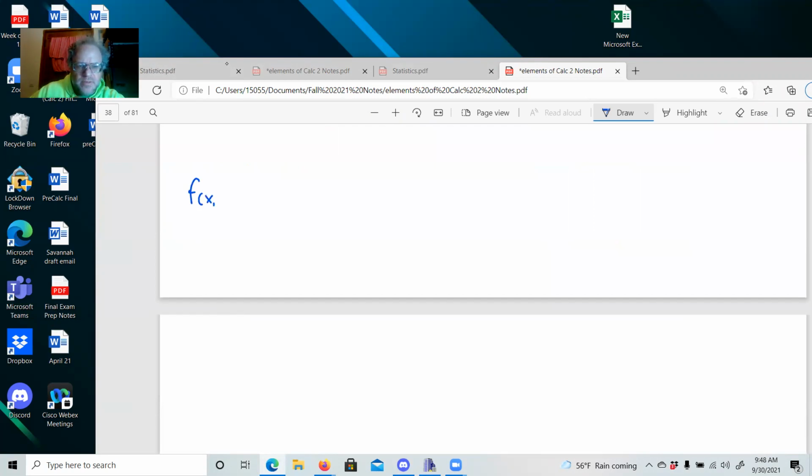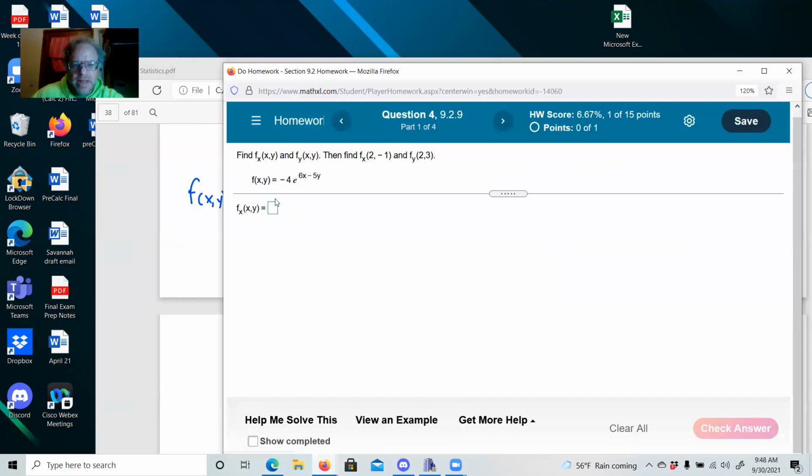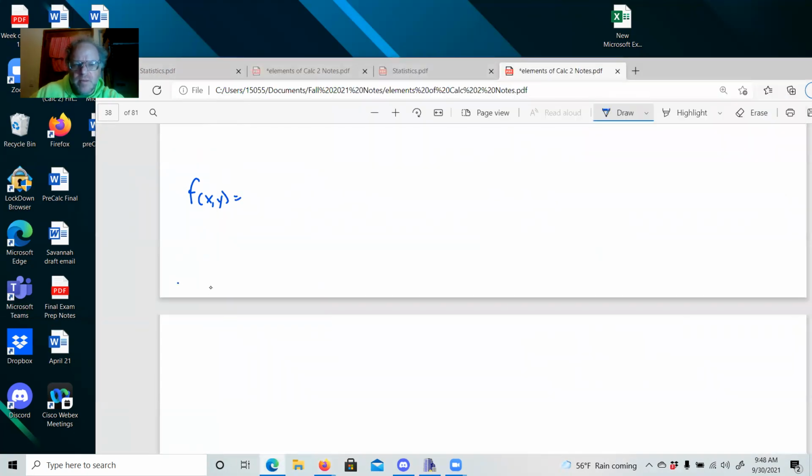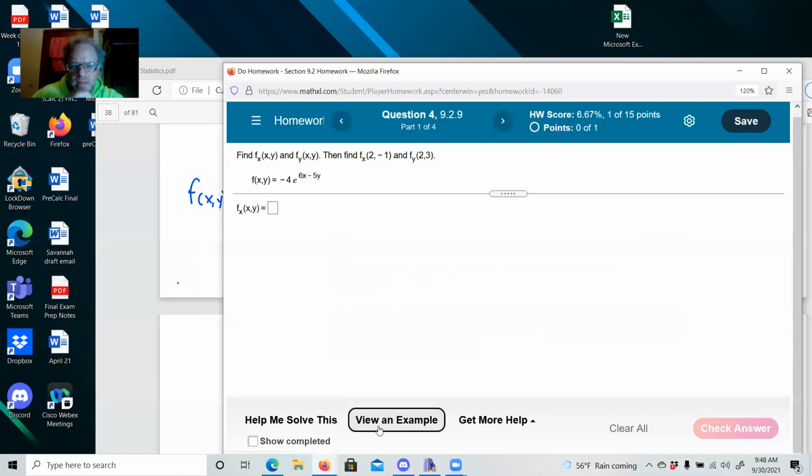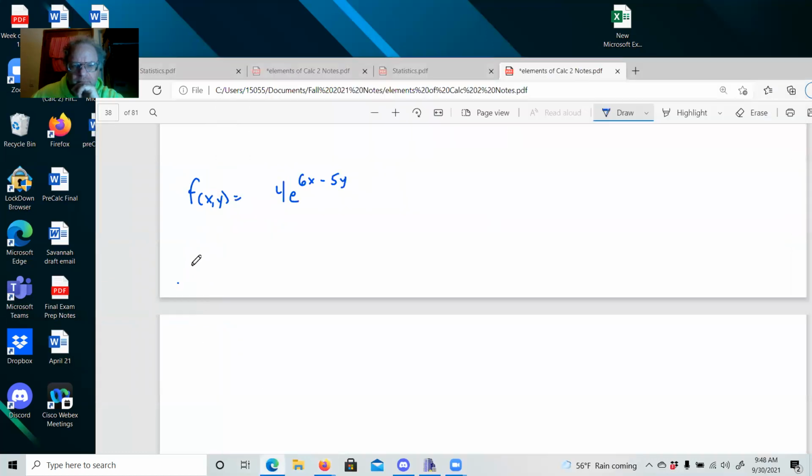F of x, y is equal to, what did we end up with here? We ended up with negative 4e to the 6x minus 5y, minus 4. Okay. Now, I tend to like these because they're just a little bit tricky, but I'm going to ask you, what does this mean, right?